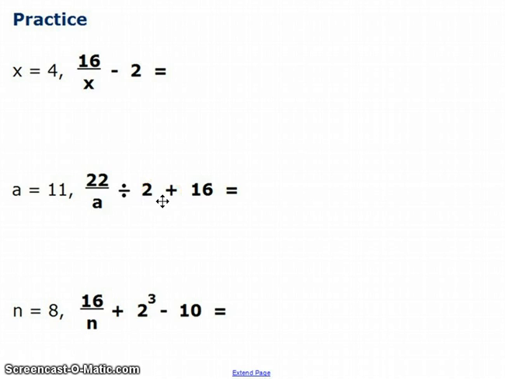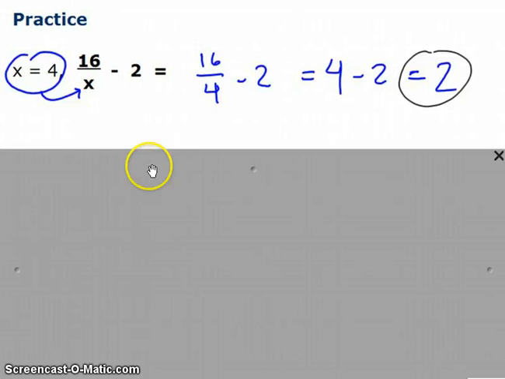I'll do the first one. I plug in 4 for x, and now I've got 16 divided by 4 minus the 2. Okay, now the next thing that I'm going to do is actually conduct the operation 16 divided by 4, which is 4. That would come before my subtraction. 4 minus 2 is 2, and that's my answer.